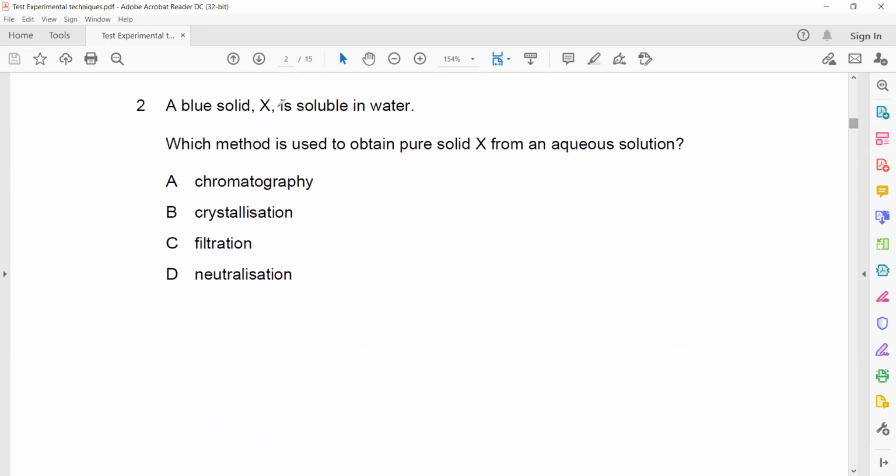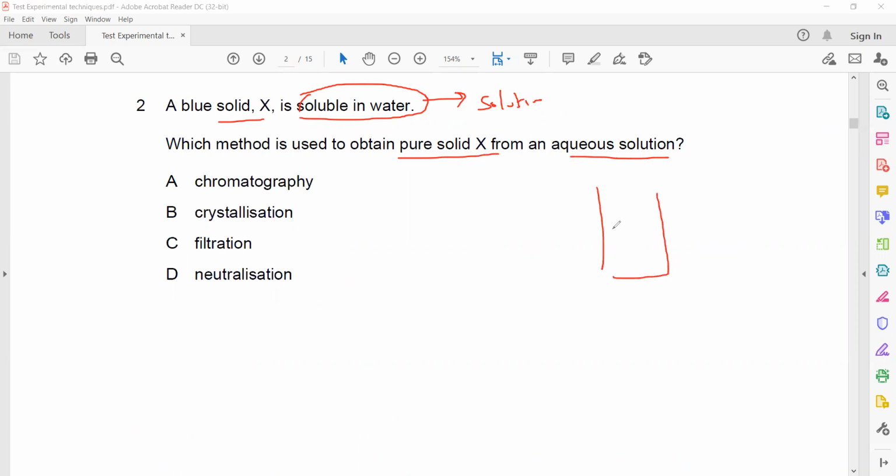The next: a blue solid X is soluble in water. Soluble in water means you have a solution. So which method is used to obtain pure solid from aqueous solution? If we have a solution and we want solid from the solution, what can we do? We can do two methods. Either we can evaporate. When we evaporate, we remove all of the liquid by supplying heat energy, and a solid is left behind. Or the second method to obtain a soluble salt from the solution is crystallization.